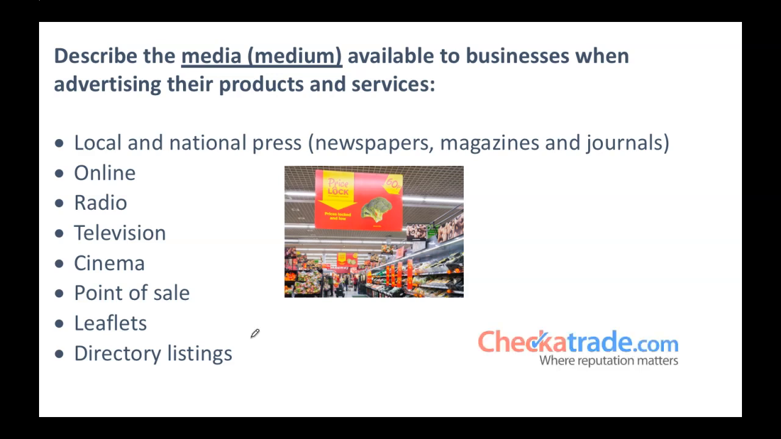Or directory listings. So Check a Trade would be a form of directory listing. So plumbers and electricians can pay to be listed on that website, and then when people need those services, they go onto that website, they find a list of plumbers available in your local area, and there's reviews on there as well, so they feel like it's more trusted. But the business has to pay and go through a separate organisation to reach their customers.